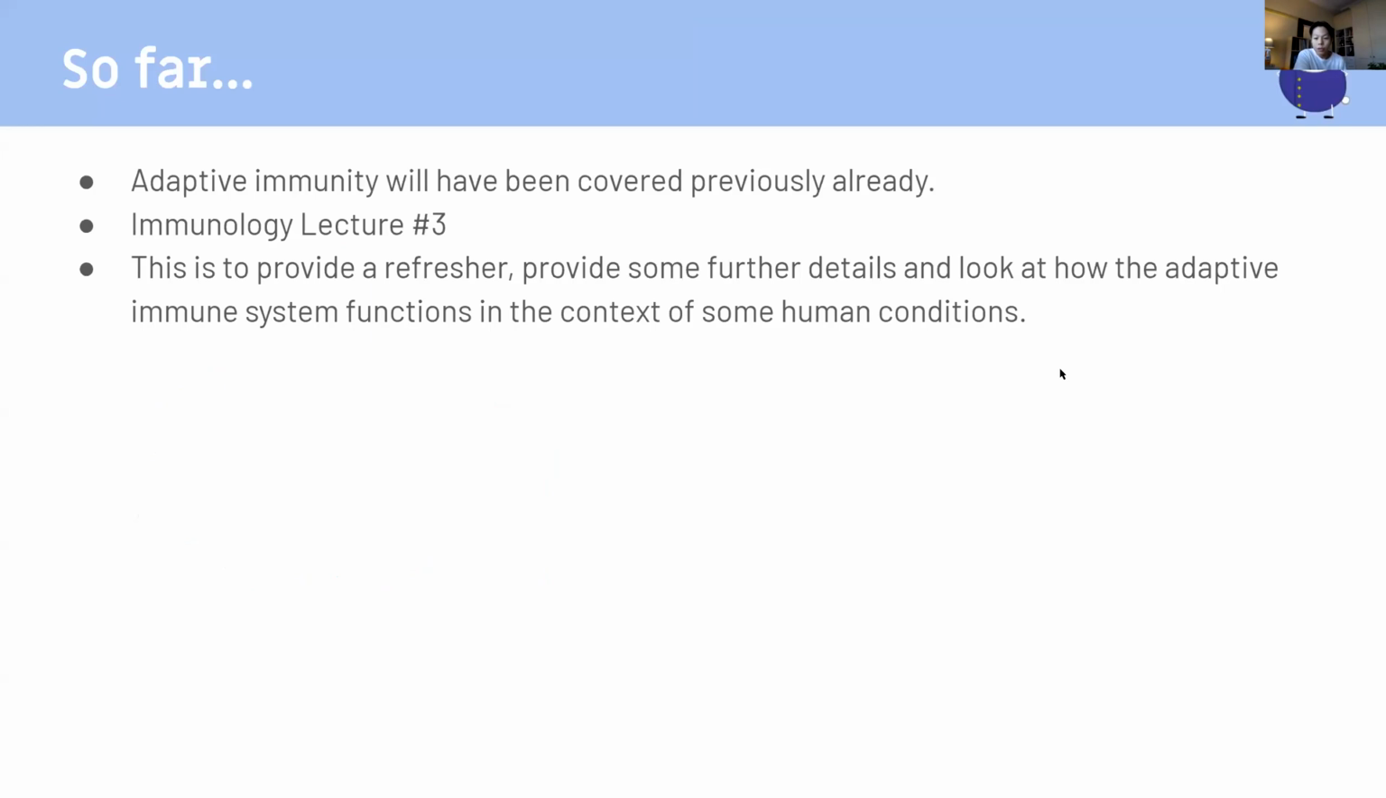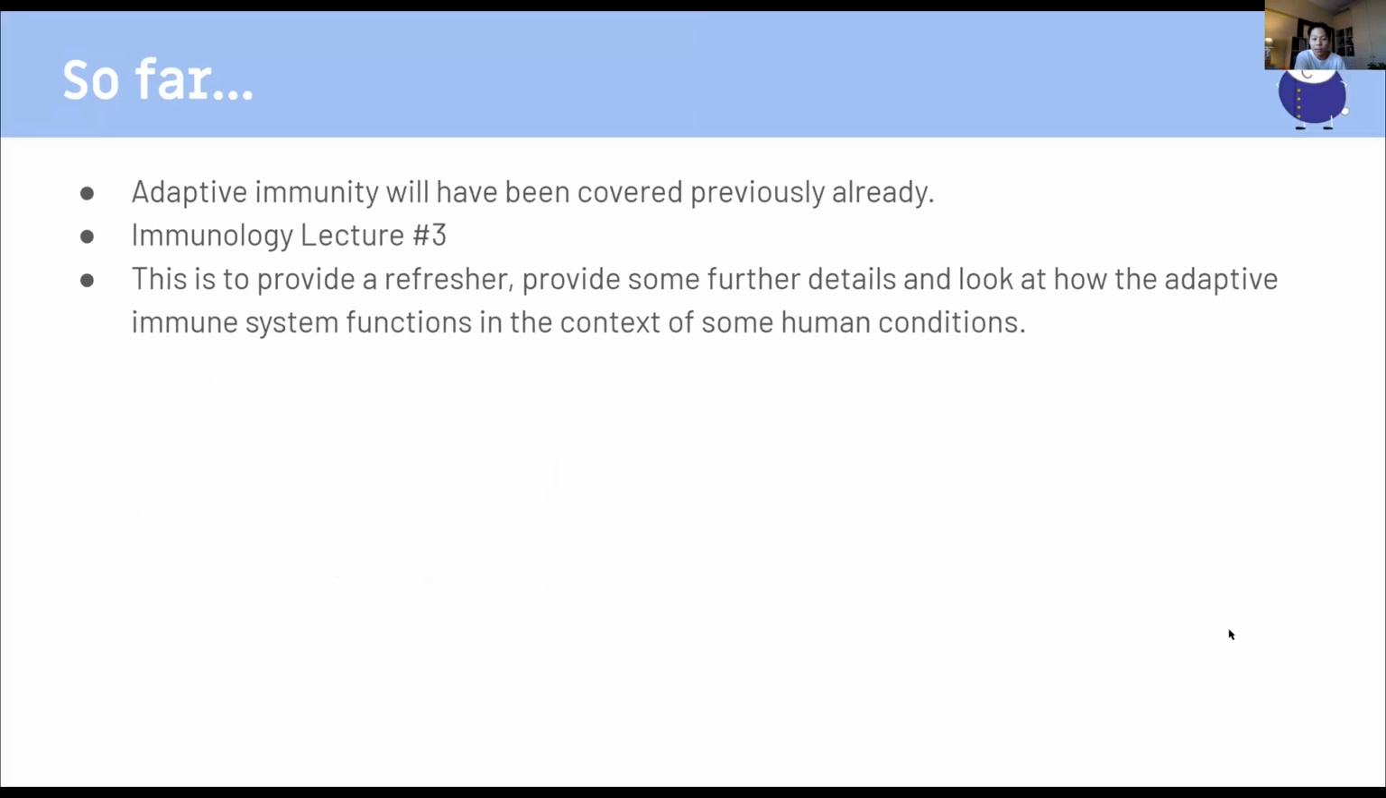So pretty much you would have had 2 immune system lectures already, I believe. Correct me if I'm wrong. You've basically gone over adaptive immunity already. So this lecture is really to provide a bit of a refresher, provide some further details on specific parts of the adaptive immune system, and also look at how the adaptive immune system functions in the context of some human conditions. So for example, a viral infection, and also in the case of cancer.